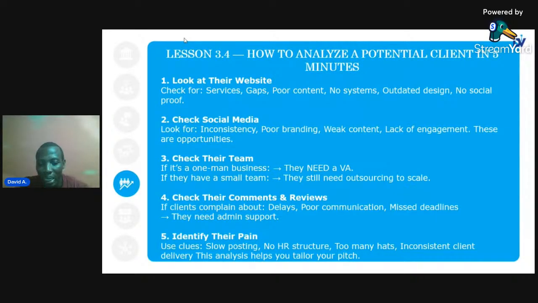Is one of the pain points you should identify. Also, inconsistent client delivery. Now, when you observe every one of these pains, this analysis will help you to tailor your pitch properly. It will help you to craft your email well. And crafting the email is not hard.